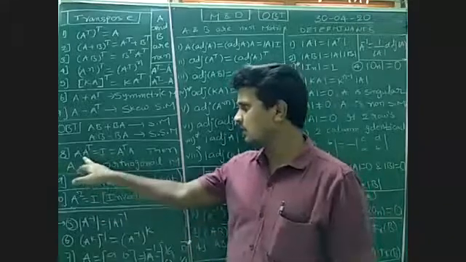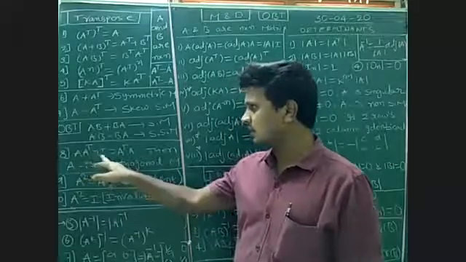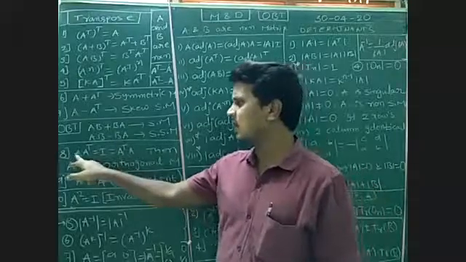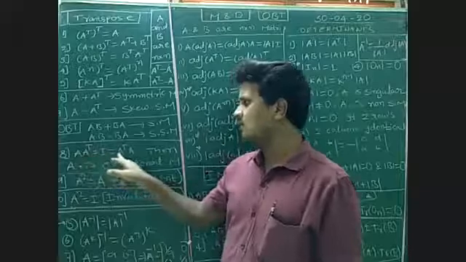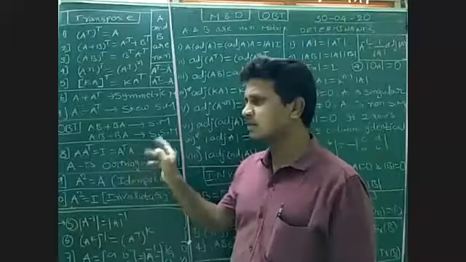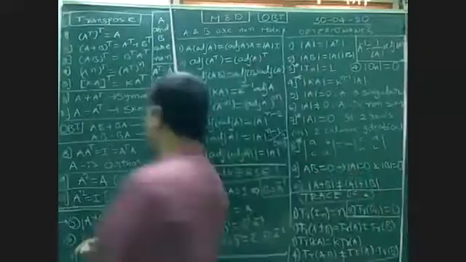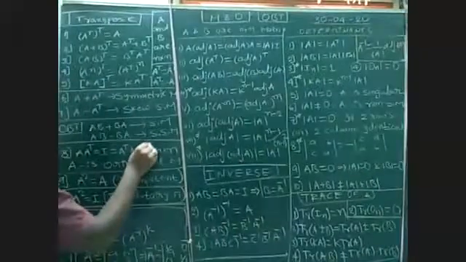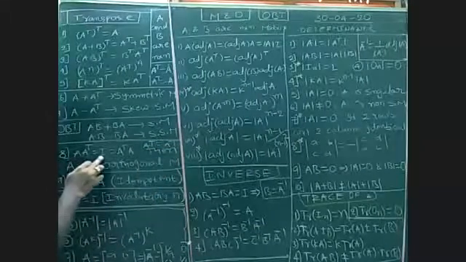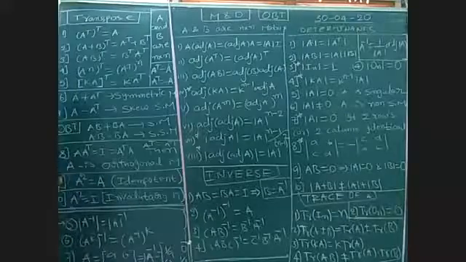Orthogonal means A into A^T is equal to I is equal to A^T into A. Nothing but, what is the inverse of A? A^T. What is the inverse of A^T? A. So how to write here? A^T is equal to A inverse. Here we can easily write A^T is equal to A inverse. So AB is equal to identity, and we can say that B is the inverse of A.